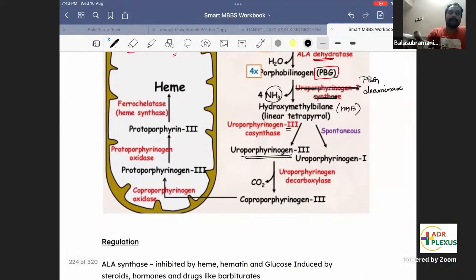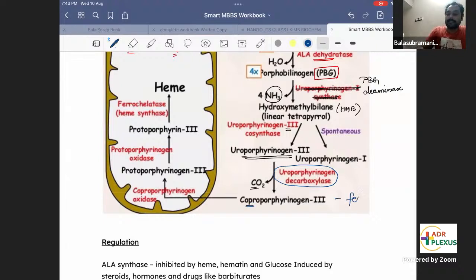This uroporphyrinogen can be excreted via urine because it's a water-soluble compound. But now this uroporphyrinogen loses a molecule of carbon dioxide. The enzyme is called uroporphyrinogen decarboxylase, because it loses a carbon dioxide, and it is converted to coproporphyrinogen. This is a feces molecule. So this is urine, this is feces. Copro means feces. Coproporphyrinogen 3, of course 3, because it's all class 3.